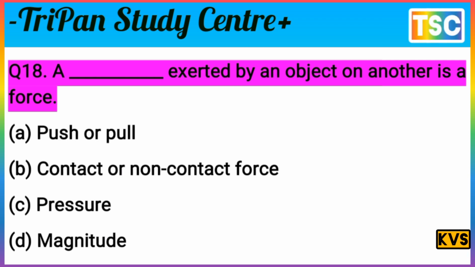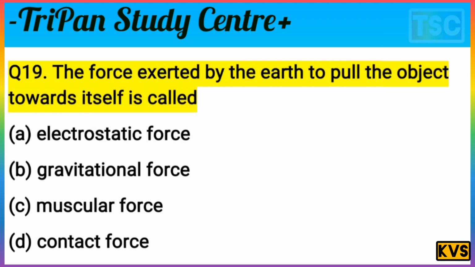Question is clear. A dash exerted by an object on another is a force. Contact and non-contact force are forces, pressure is also a force, and magnitude is also a force. But push or pull is the important force here. It means option A is correct. A push or pull exerted by an object on another is a force. Option A, push or pull. Let's see the next question here. Next question on your screen.